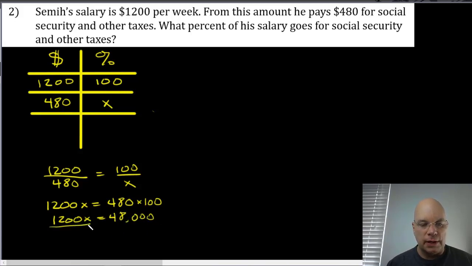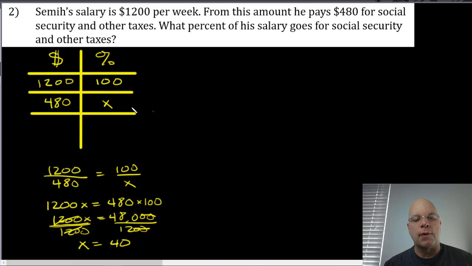And then I need to identify the variable, so I need to divide by 1200 on both sides. That will give me 1x, which is what I want because 1x is x. And I can just factor out 100 hundredths here. So it's 480 divided by 12, which is 40.